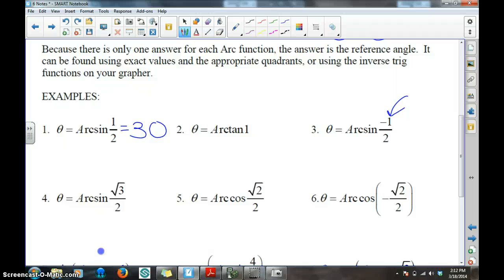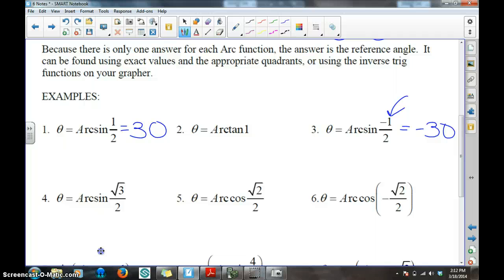The answer whose sine is 1/2 happens at 30, and negative sine happens in quadrant 4. So I'll call that a negative 30. And that's what your calculator would have told you. Negative answers for capital A are fine and dandy.